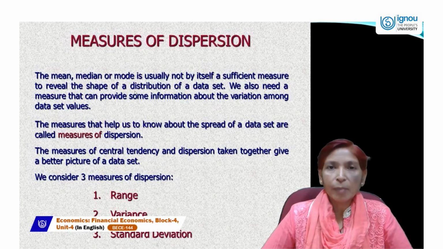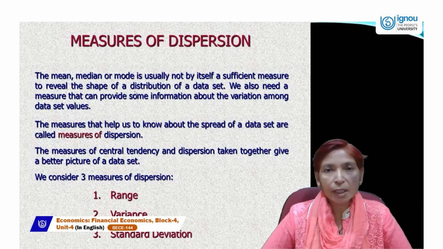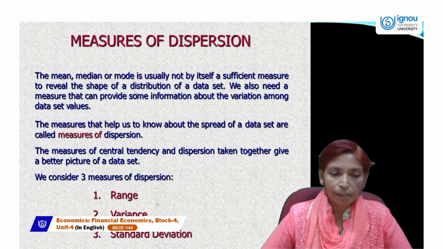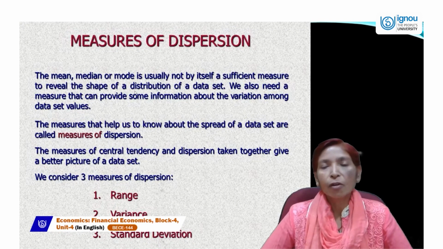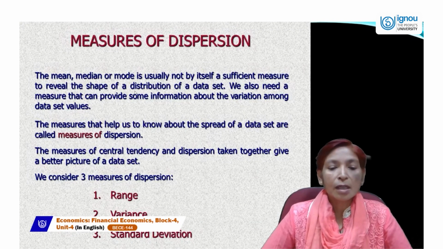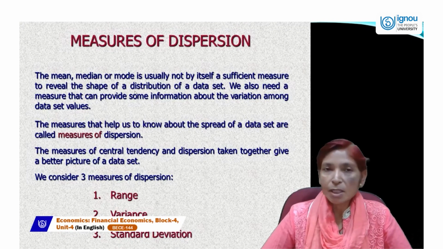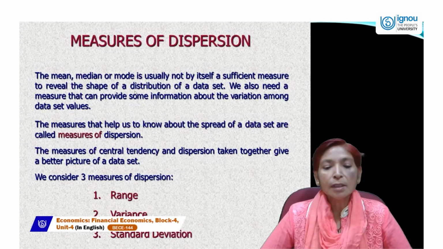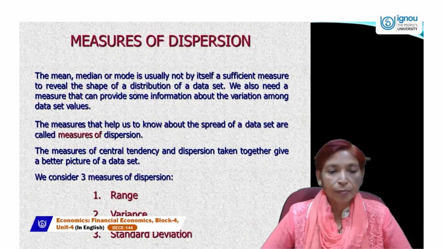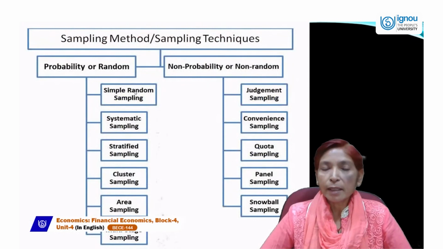So the three main measures of dispersion are range, variance and standard deviation. Range tells us the highest and lowest value of the given series. If we take the difference between highest and lowest, then we can calculate the range. Variance tells us the variability of the given data, and standard deviation is based on averages or the mean, and it is the square root of the variance. Next is sampling techniques.